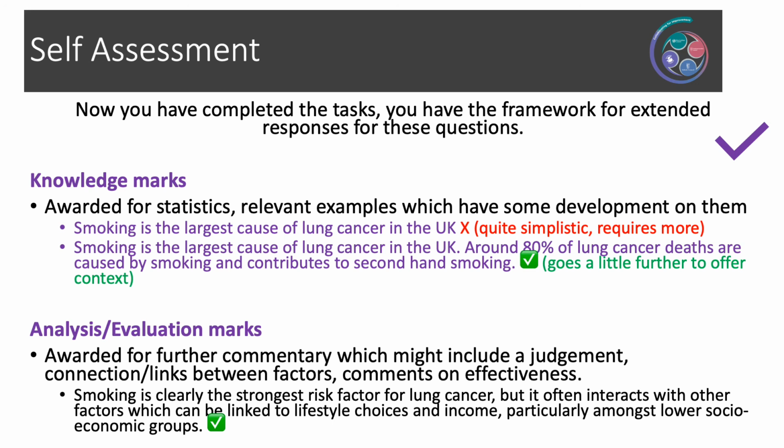You'll see an example. Smoking is the largest cause of lung cancer in the UK. It is accurate, but it's quite simplistic. It needs a little bit more. Smoking is the largest cause of lung cancer in the UK. Around 80% of lung cancer deaths are caused by smoking, and it contributes to secondhand smoking. It goes a little bit further and starts to give a little bit of context. That whole point gets 1 mark.